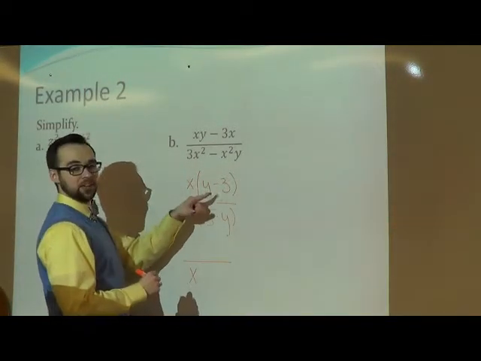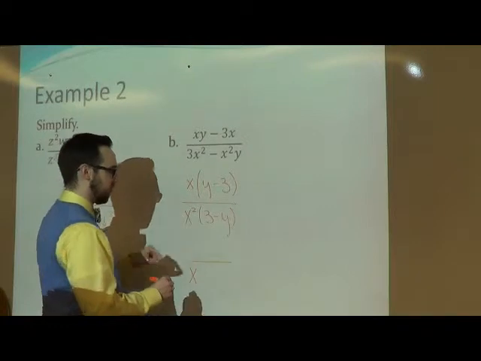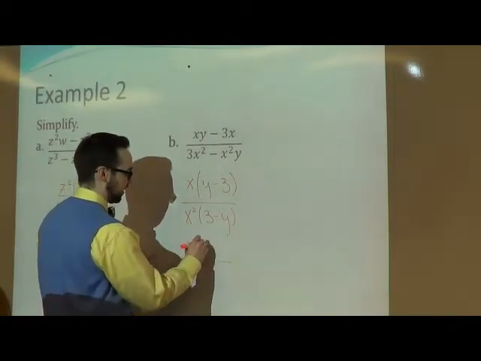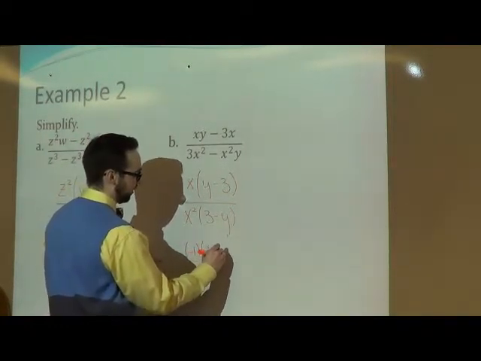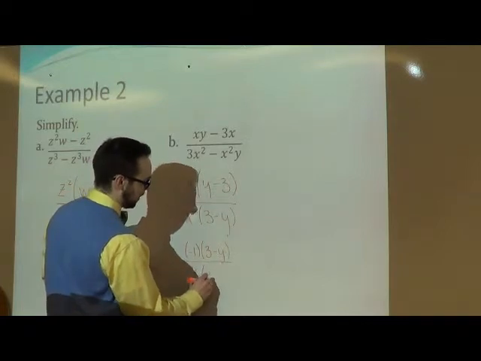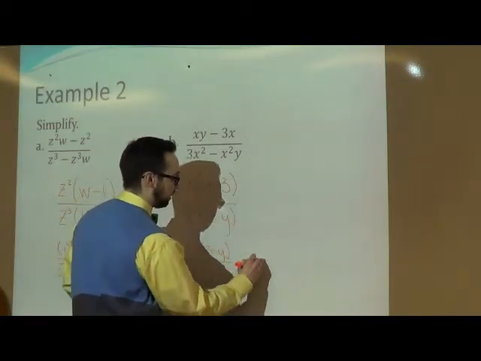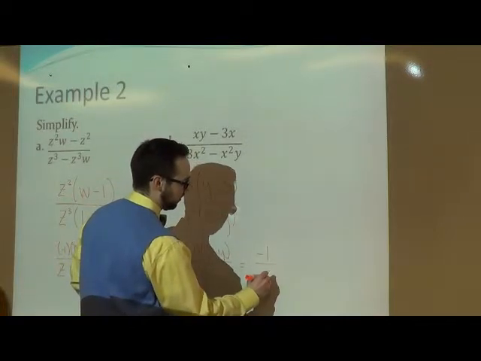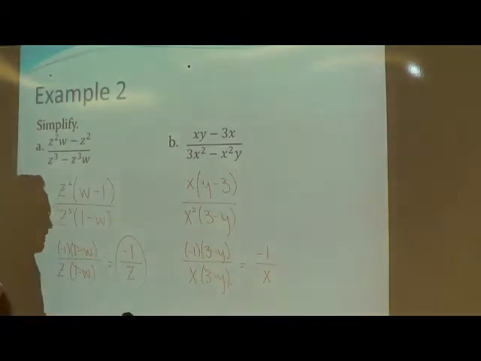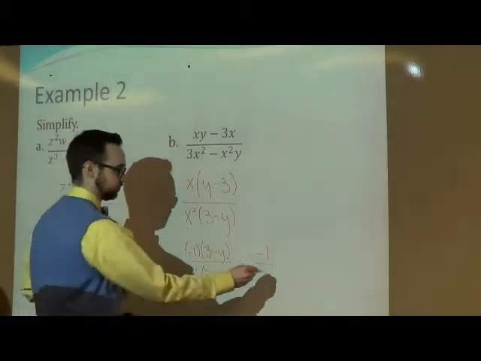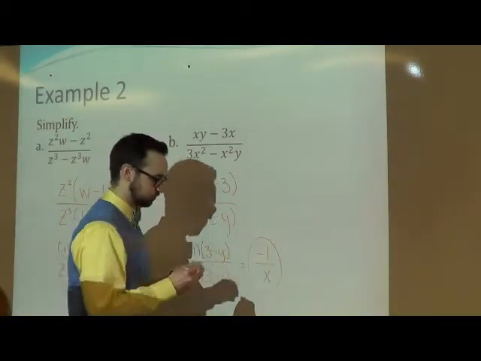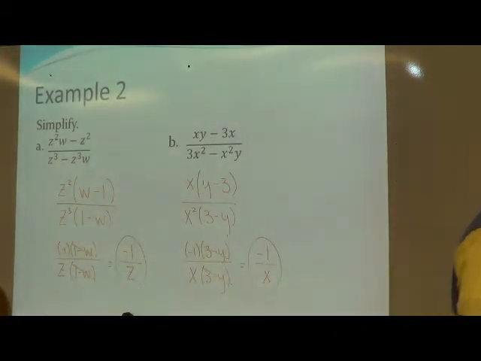Now I'm close here again. We have y minus 3 and 3 minus y. So I'm going to factor out that negative 1 and make the top 3 minus y. And then it matches what's in the denominator, so I can cancel them. Then we're left with a negative 1 over x. And then that would be our final answer. So that's how we simplify rational expressions.